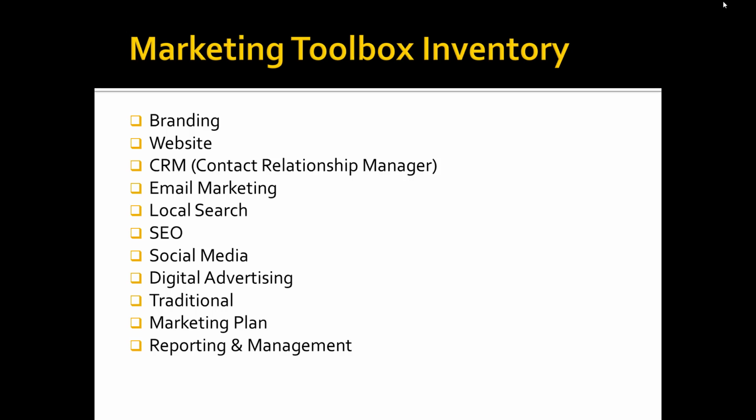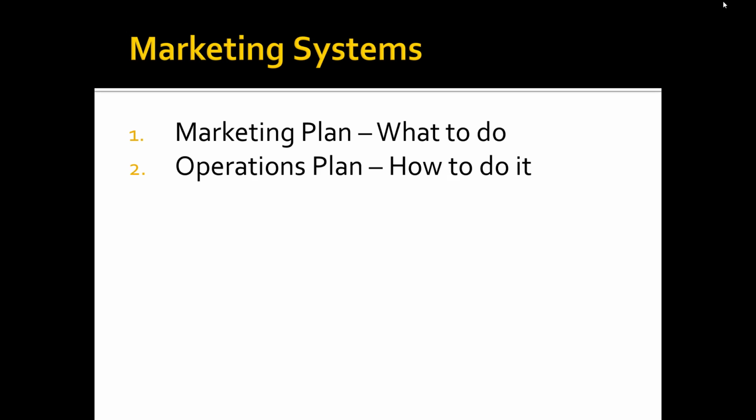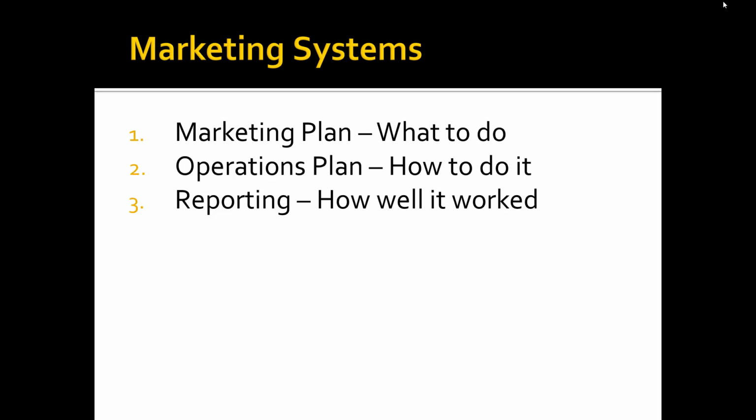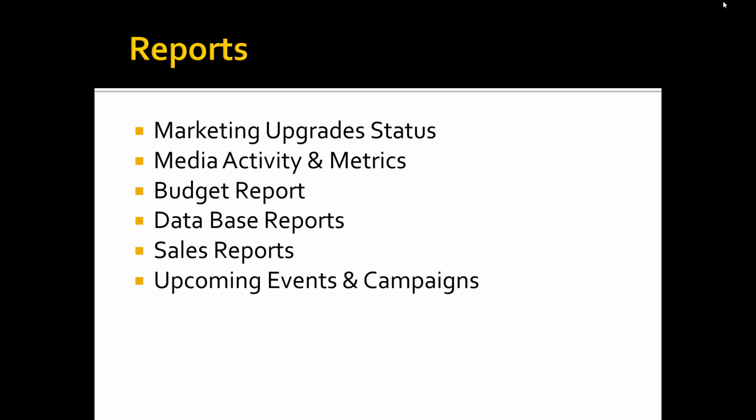And then finally, reporting and management. And this is, once you've done all this other stuff, this is how you can tell it's working, right, is your reporting and management. So we've got the marketing plan. This is what to do. You've got the operations plan, how to do it. And then you've got the reporting, which is how well it worked. So let's look a little at the reporting.